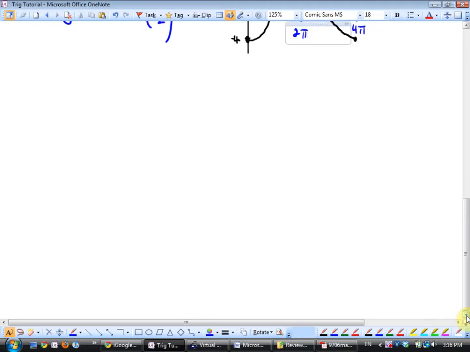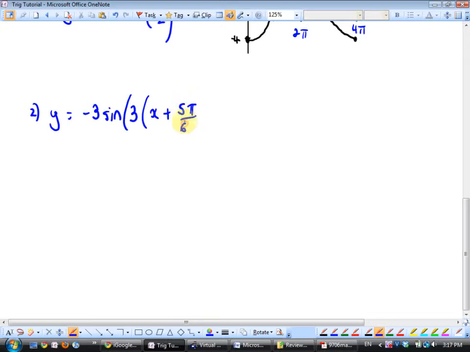Let's do one with a phase. Let's do one with the whole schmear. Y equals, let's go negative again. Let's go 3. Let's go sine. 3 x plus 5 pi by 6, plus 1. It's about as tough as I'll throw at you.